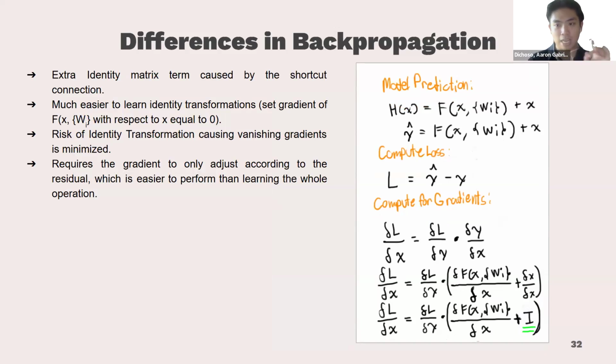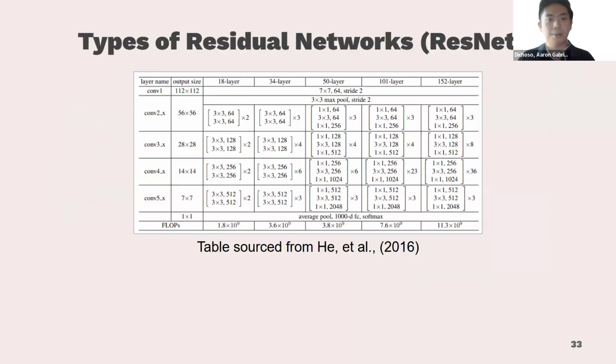Now, your first problem, so that's actually just like a side benefit, because now even if this value becomes really, really small, we still have this identity matrix value to compensate for really, really small gradients. And this means that the gradient only has to adjust according to residual. So overall, that's what it means here. And that means it is much easier to perform the training process as a whole, as opposed to the plain architecture.